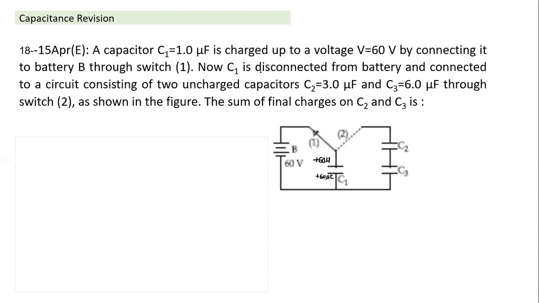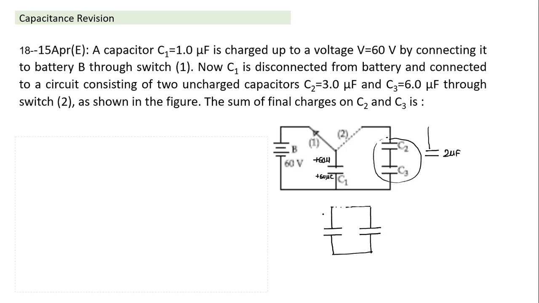Now C1 is disconnected from the battery and connected to a circuit consisting of two uncharged capacitors C2 and C3. This is 3 and this is 6. So conceptually, I can take this as one capacitor, and this one capacitor is equivalent to 2 microfarad. So it is connected like this, and we have done such questions. So it is a case of one capacitor having a certain charge connected to another capacitor like this. When they connect together, what happens? They become parallel.